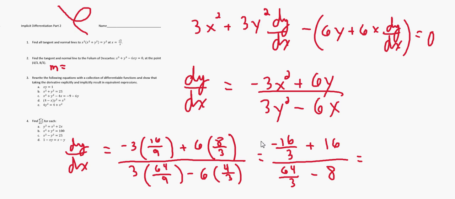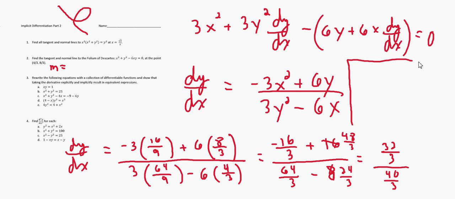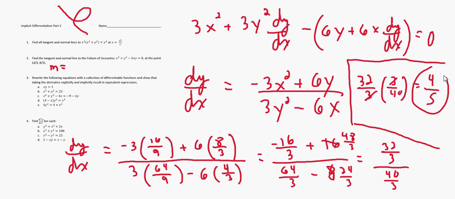Alright, simplifying this further, 16 is really the same thing as 48/3. So negative 16/3 and 48/3 is 32/3 over, and 8 is 24/3. So 64/3 minus 24/3 is 40/3. Multiplying by the reciprocal, we'll finish this up in this little box here. 32 over 3 times 3 over 40. The 3's cancel, and 8 goes into both of these, so that's just 4/5. Took a little bit of simplification, but there you go.